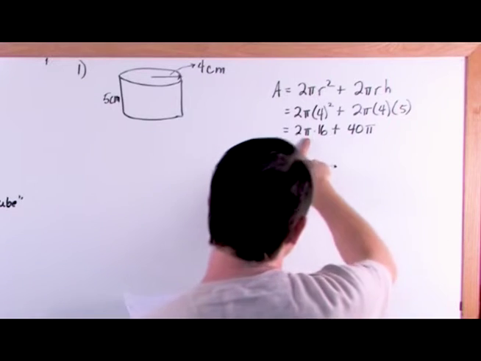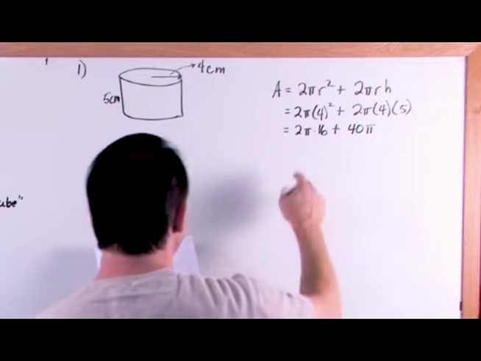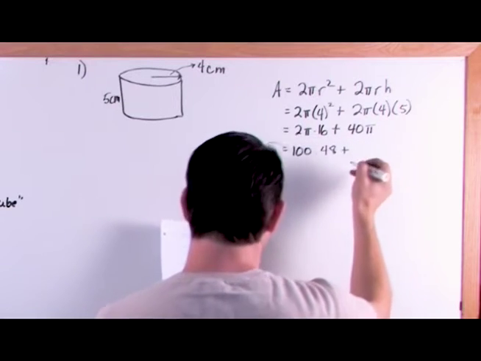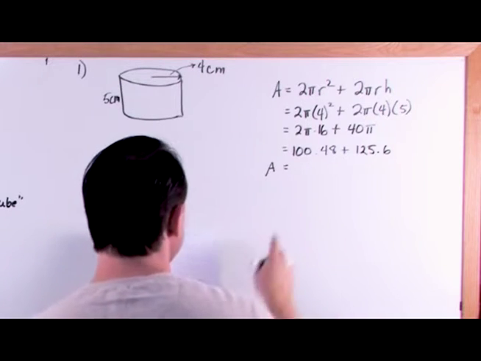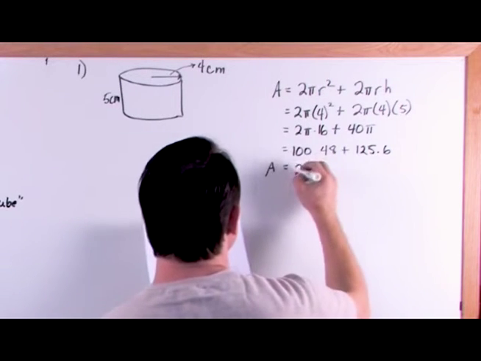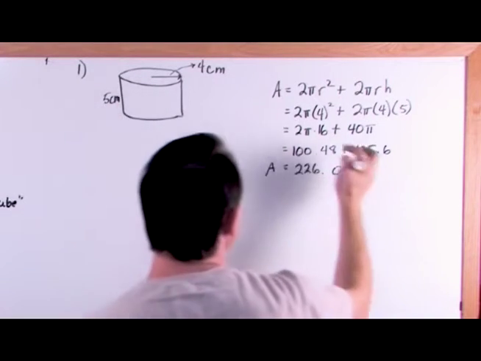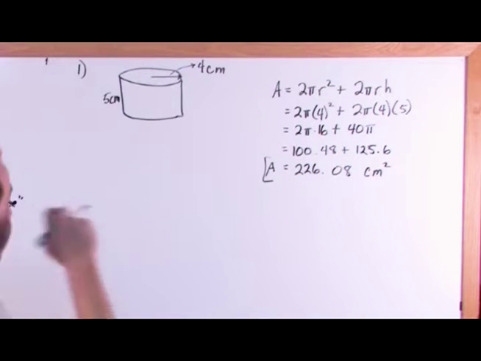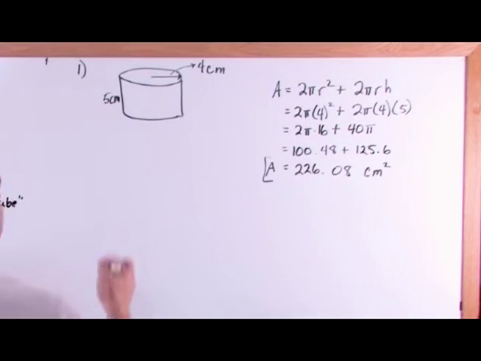Now, when you go off to your calculator and you put 3.14 in here for pi, and 3.14 in here, and you start doing this multiplication, you'll see that you get 100.48 plus 125.6, and when you add these up, you'll get 226.08. And we're dealing with centimeters, and we're dealing with area, so it's centimeters squared. Okay? So that's how you do it. All you have to do is use the formula that you have, plug in the radius and the height, and work through it. And now you know how to calculate the surface area of the cylinder.